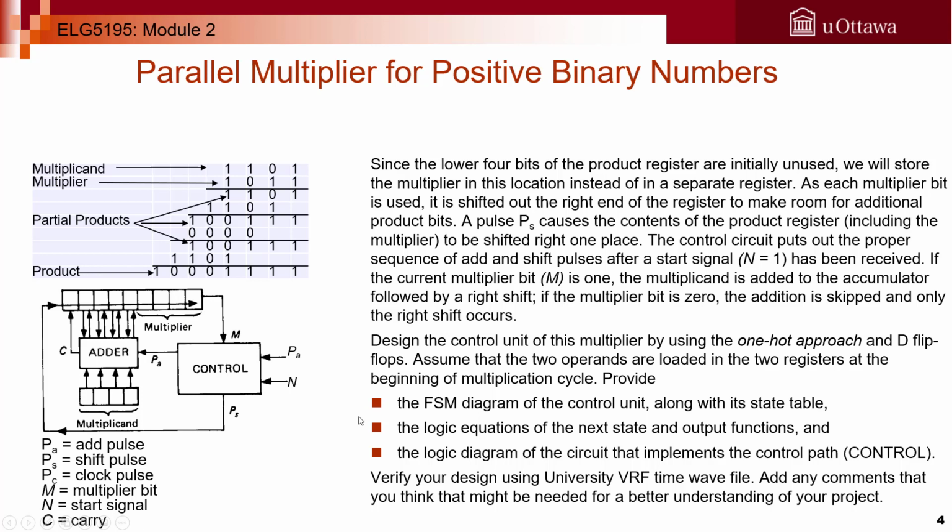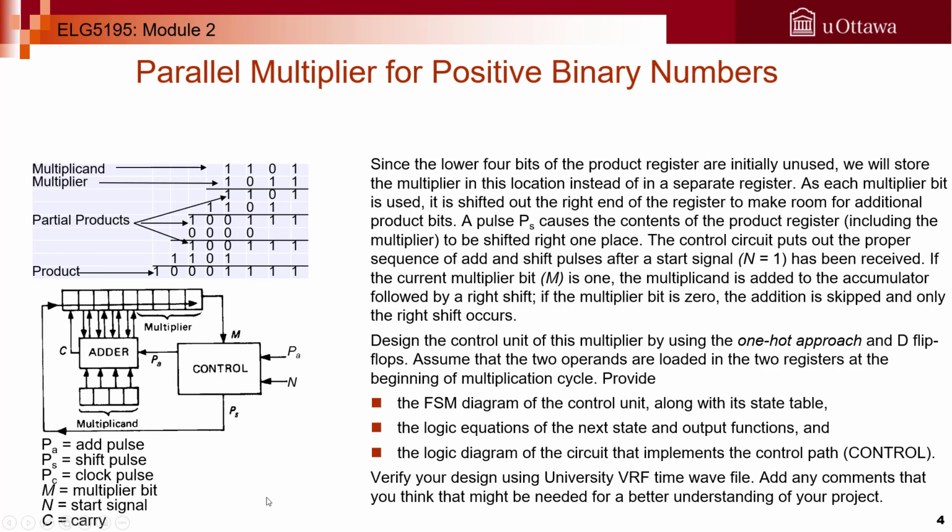Okay, so how this can be achieved is using what? Using a control unit. So that control unit, when an addition pulse PA occurs, the adder outputs are transferred to the accumulator, which in turn causes the multiplicand to be added to the accumulator. An extra bit at the left end of the product register temporarily stores any carry which is generated from the multiplicand being added to the accumulator.